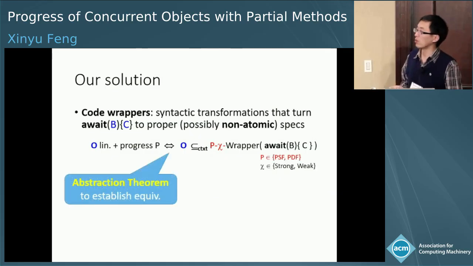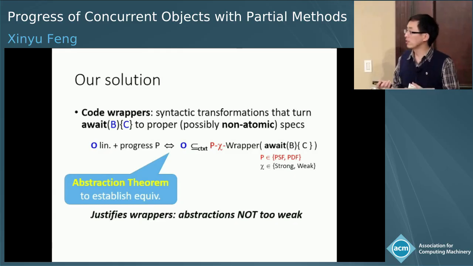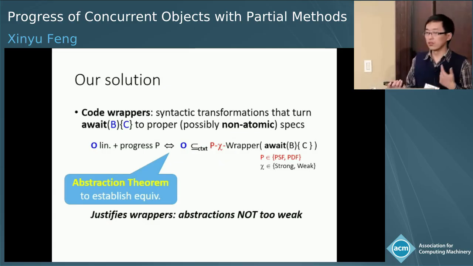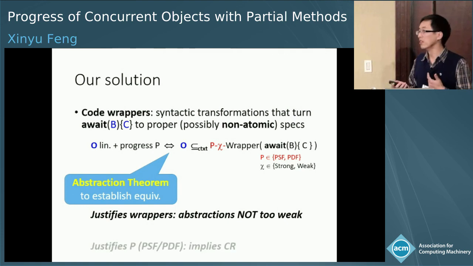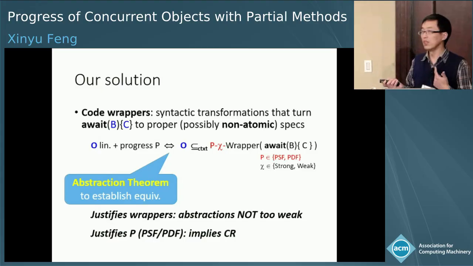And this is our abstraction theorem. It establishes this equivalence. This is a very important theorem because, on the one hand, it justifies our definition of wrappers, which means the abstraction is not too weak. It guarantees the PSF and PDF. On the other hand, it justifies our PSF and PDF definition because it gives us this contextual refinement, right?